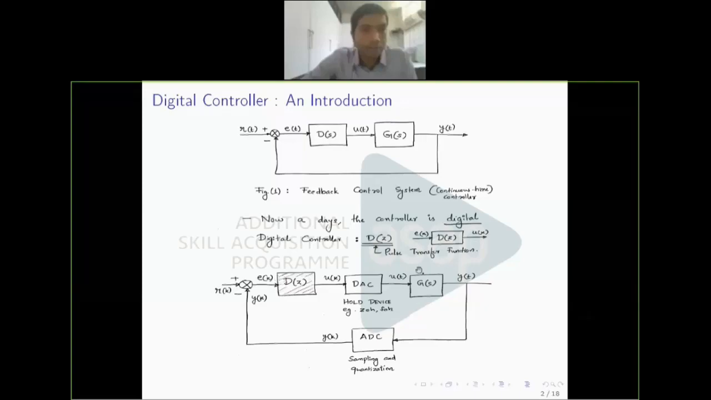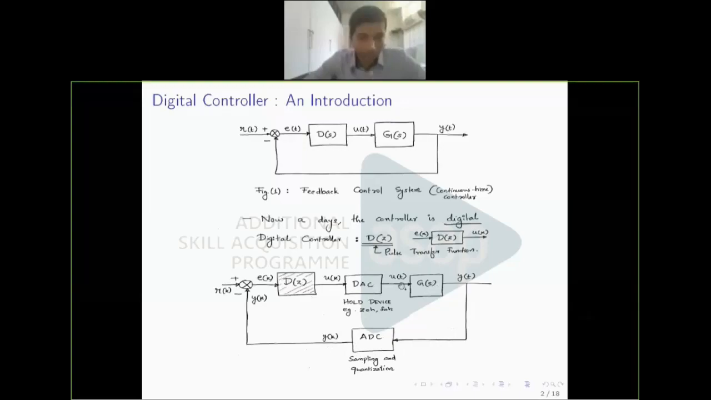So, in order to interface these two, the continuous time plant and the discrete time controller, you need to have some devices in between these. That means from the digital controller to the continuous time plant, you need to have some digital to analog conversion devices, like hold devices, for example zero order hold and first order hold. Similarly, from continuous time domain back to digital domain, you need to have some ADC, maybe some sampling and quantization. So if you have these devices, then you can interface the continuous time plant and the discrete time controller.